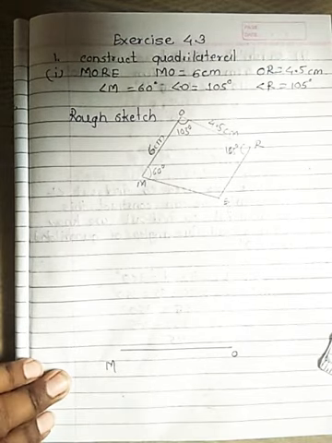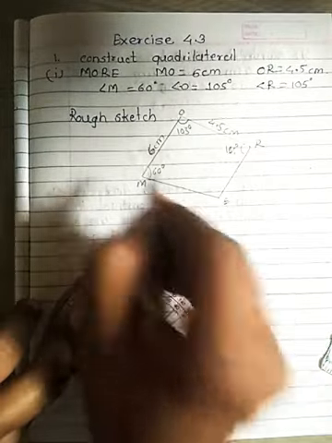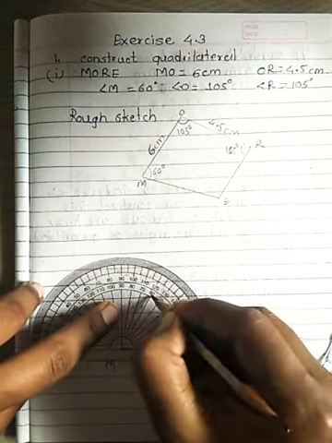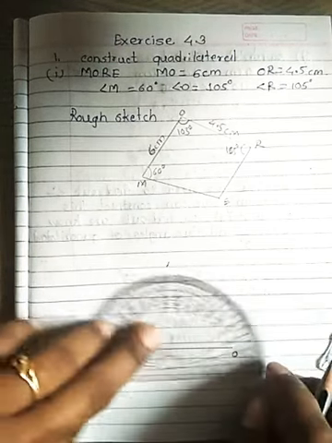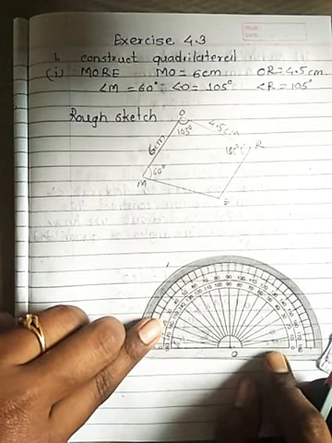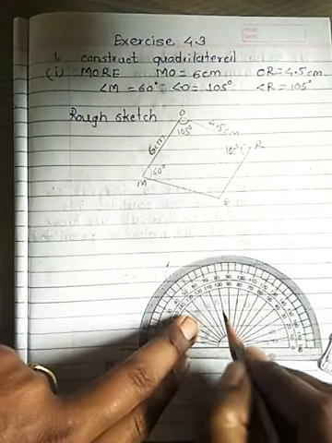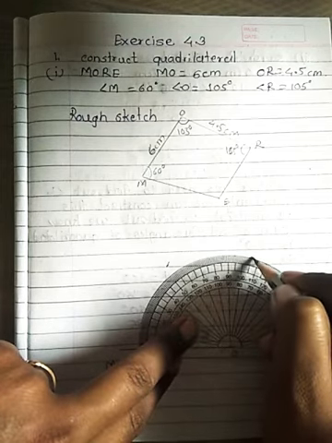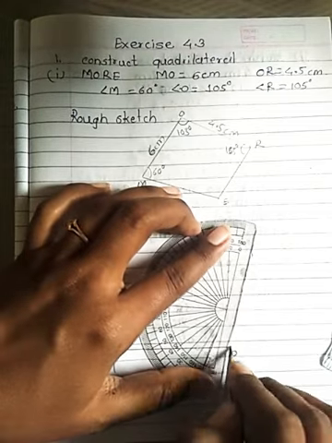MO. Now from the M point, you need to construct the angle of 60 degrees. 60 degree means less than 90. So inner measurements, 60 degree. Okay. Now here I will keep the protractor on point O. 105, so greater than 90 degree. 105. So join these two things.